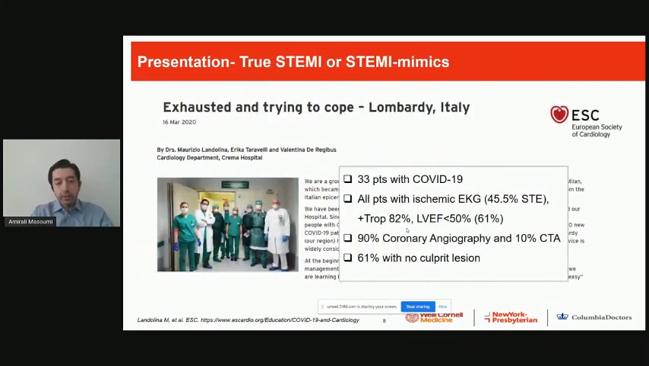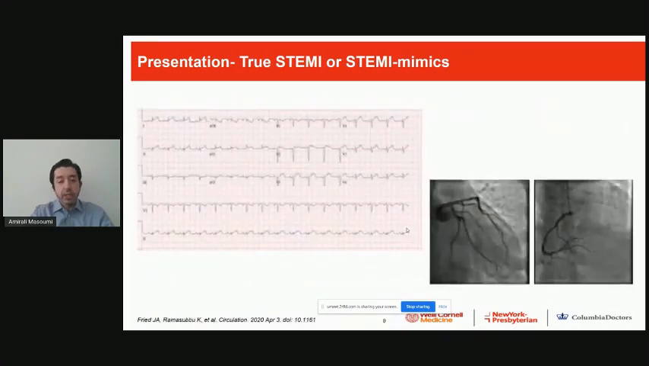Initially in Italy, the data came, the cath lab was proactive, started taking the patients to the cath lab, but they found that less than 40% of those patients had lesions that needed to be treated. At the same time, the price was more exposure of the healthcare responders and operators, and they became sick. So they started thinking back, and that gave everyone a pause.